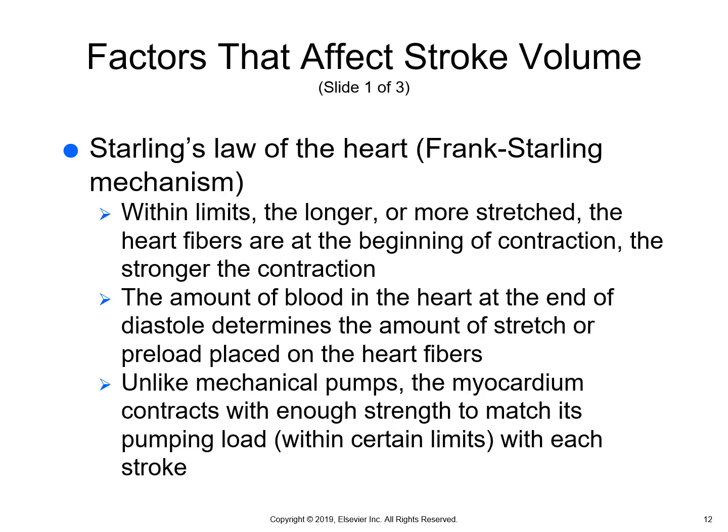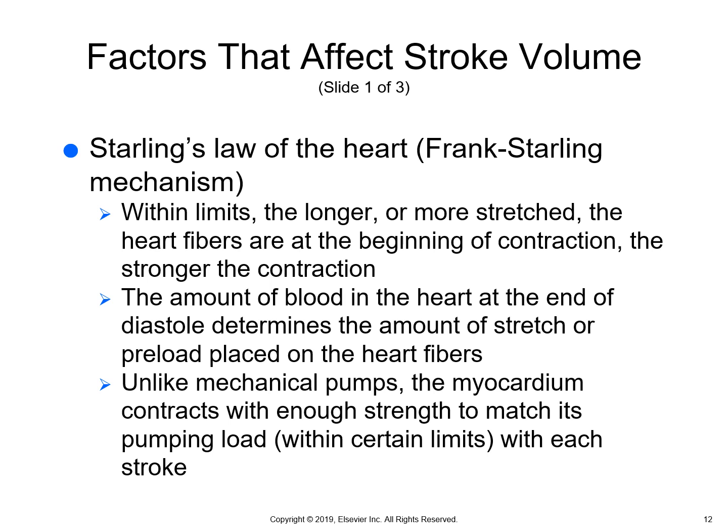Let's look at some of the factors that affect stroke volume. Again, stroke volume is the amount of blood that's ejected from the heart with each beat. One of the most important factors that influence stroke volume is Starling's law of the heart, also known as the Frank-Starling mechanism. Basically, the more the heart muscle fibers are stretched before contraction, the stronger the contraction is going to be. So the heart automatically adjusts its force of contraction based on the amount of blood filling it.